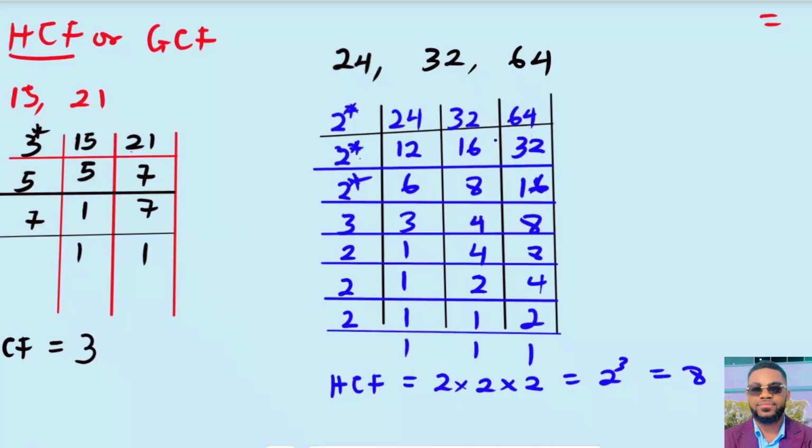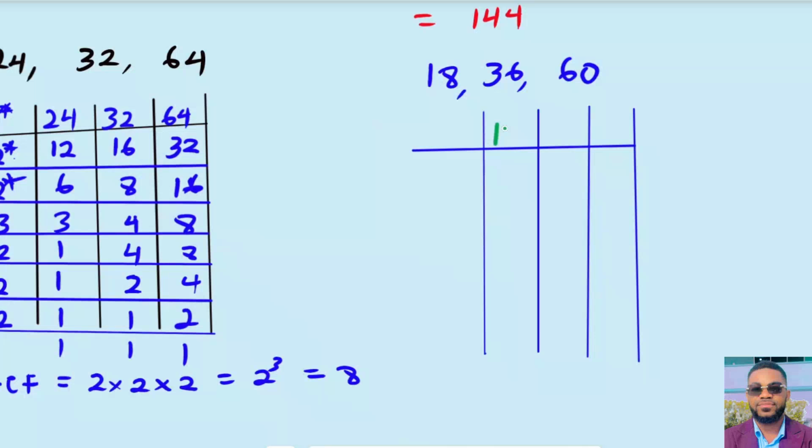Let's take the next question. So the numbers are 18, 36, and that of 60. So the prime number that I'm going to use here, let me use 2. 2 goes into 18, 9, goes into 36, 18, and it goes into 60, you have 30 here. So this 2 has been able to go into the 3 numbers here. So I have to select it. Now let's move on to the next one. Let me take 3.